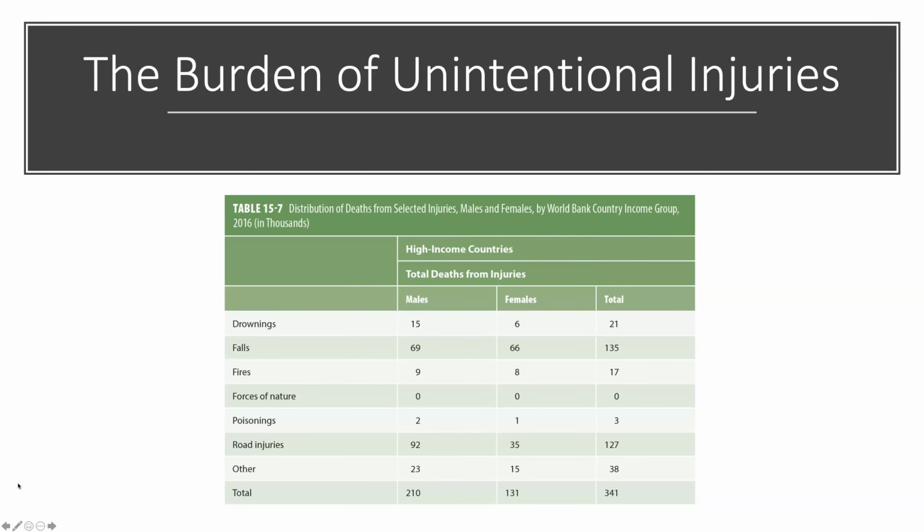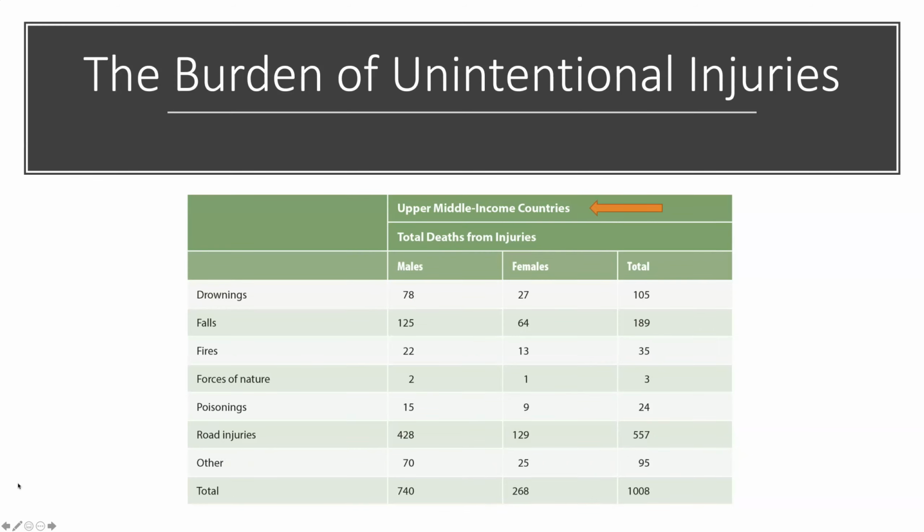So let's look at the burden of unintentional injuries. Let's look at high-income countries. Well, the highest ones are falls and road injuries. And you can see the difference between males and females: 92 versus 35 females die from road injuries in high-income countries. The death rate for falls is about the same, but the death rates from road traffic accidents are much higher in males. What about upper middle income countries?